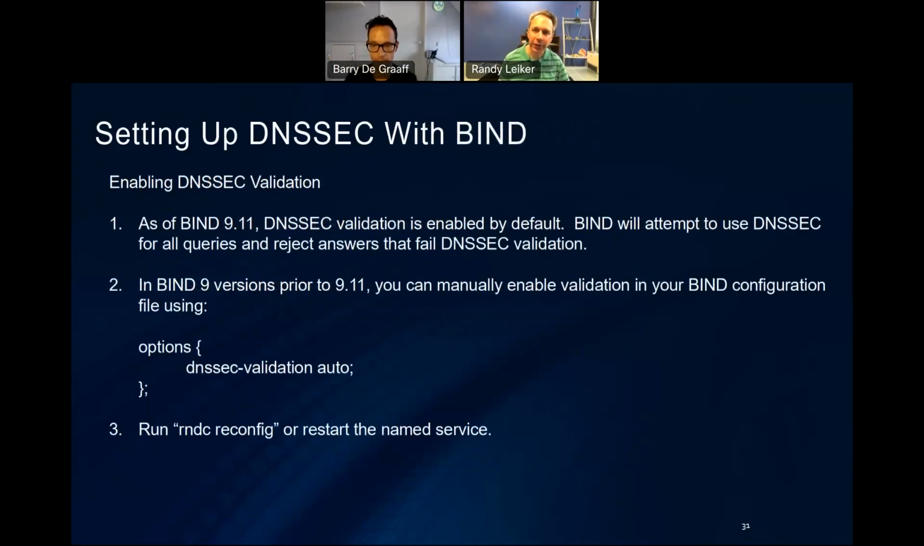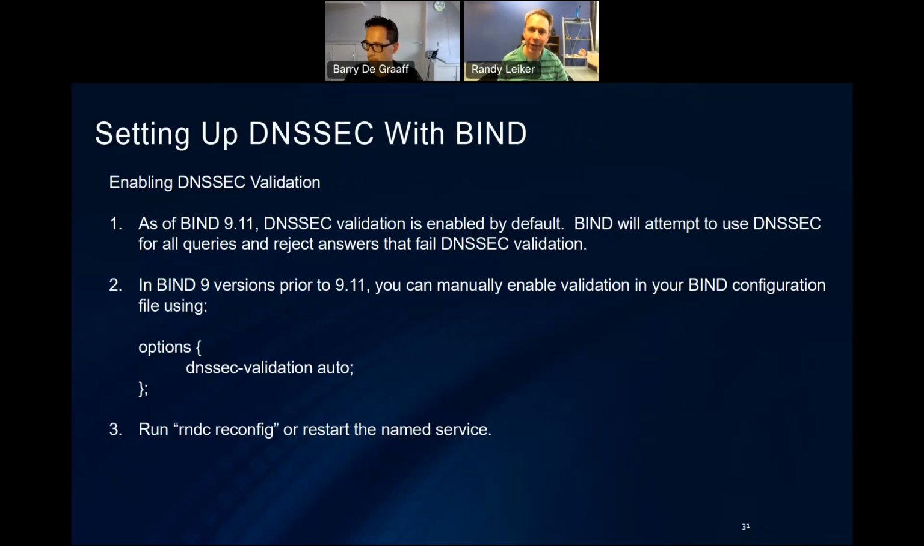Now for BIND, there is a setting that determines if DNSSEC validation is used for recursive queries, or in other words, DNS queries that BIND sends to other DNS servers on the internet. If you're using BIND 9.11 or later, this setting is already enabled for you by default, which is great news. You don't have to do anything.